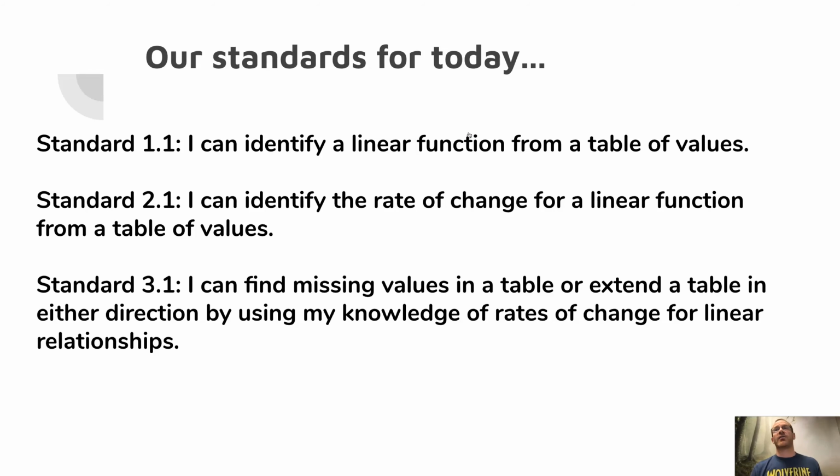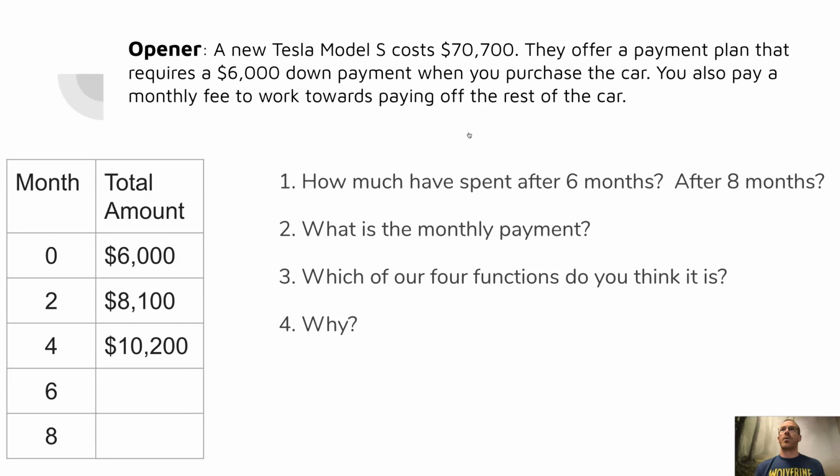Okay, so that means our standards are all the same as they were last time. I can identify a linear function from a table of values. I can identify the rate of change for a linear function from a table of values, and I can find those missing values or extend a table using that information. All right, so let's look at an opener here today.